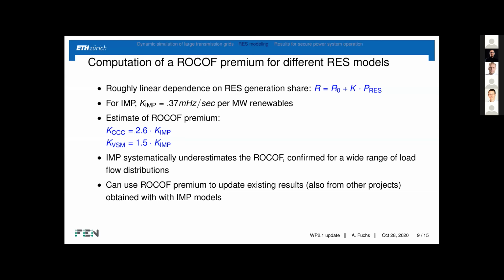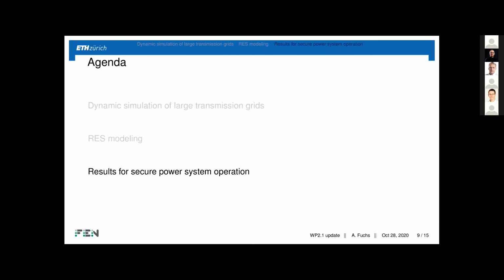So as a takeaway, you can use this increase to reassess existing results that you got from a project where you simulated the system with the IMP models, the negative impedance models. And you can see if qualitatively your lessons to learn from this change under that update. So now I want to show you how we apply this and other things to the large power system.